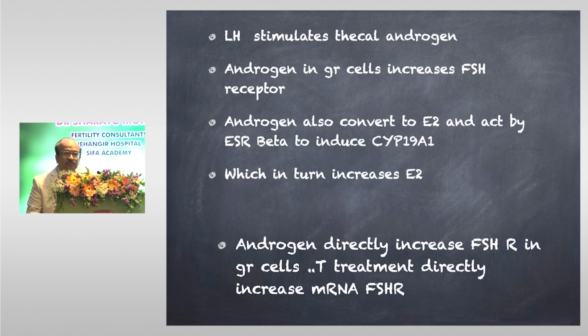LH stimulates the thecal androgen. Androgen in the granulosa cells will increase FSH receptors, as we studied earlier. Androgen will also convert to estradiol and act by estrogen receptor beta to induce aromatase. So this is a vicious cycle, a small loop developed there: androgen, aromatase, estradiol, again with androgen, more aromatase. The whole loop, an autocrine loop, is developed in the cell itself.